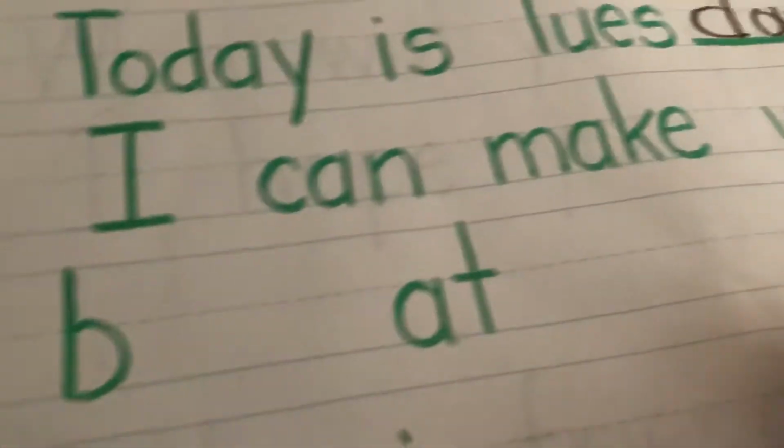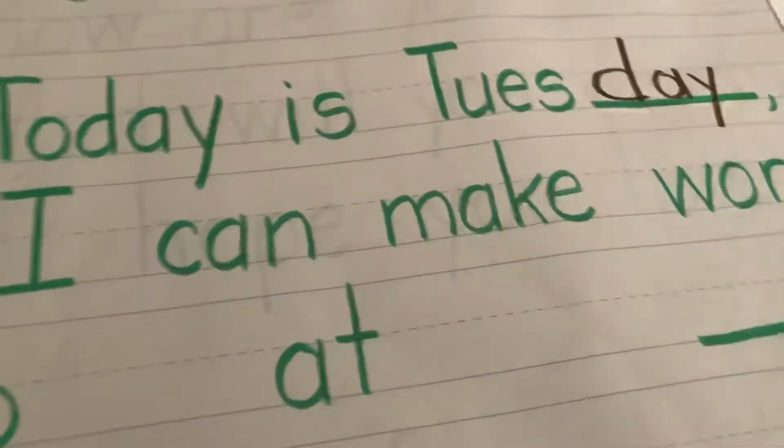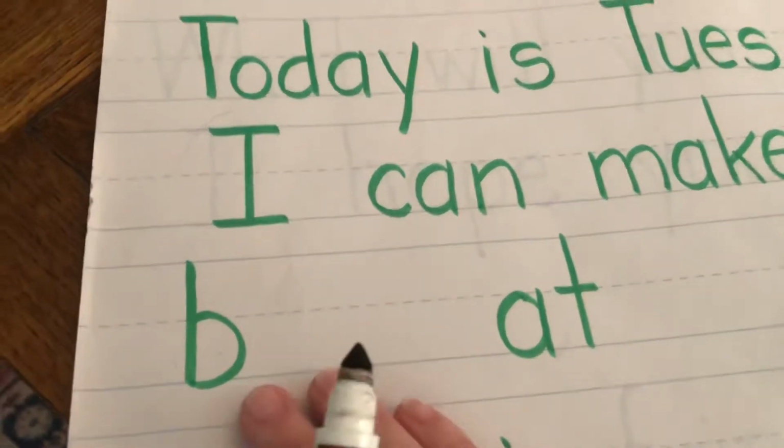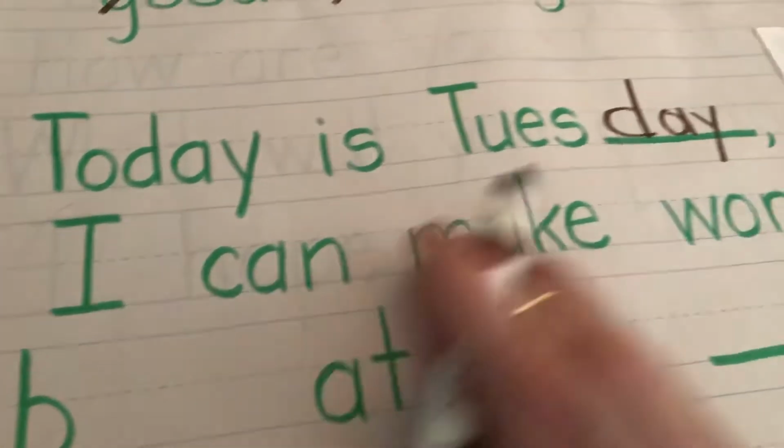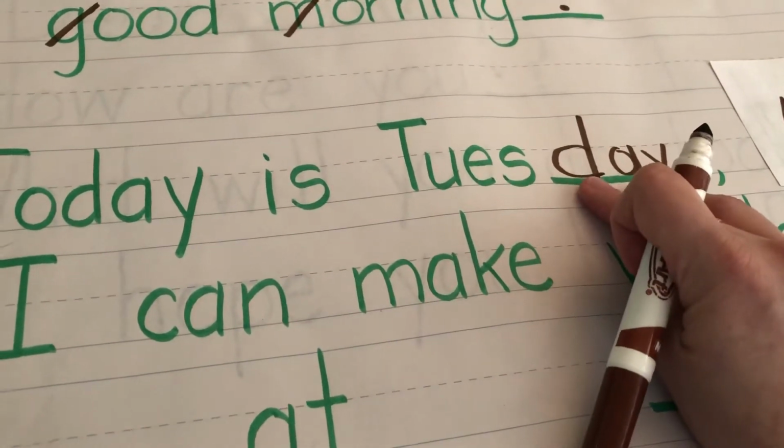So let's see if you can make some words. I'm going to model for you how to do that. You can always do your own. So I had some easy ones to begin with. I have the letter B, and remember the B is different than the D. Sometimes those can be confusing.